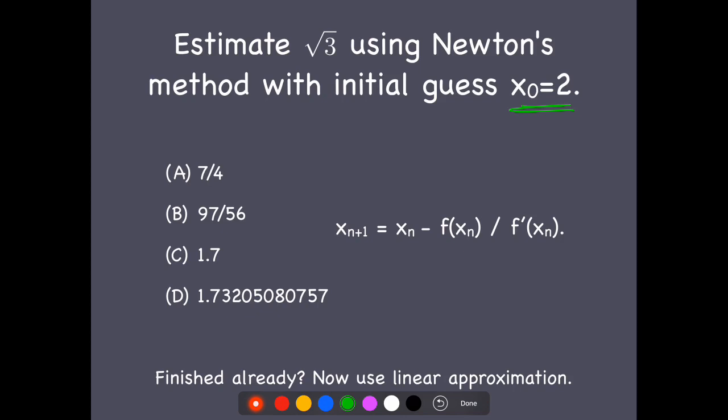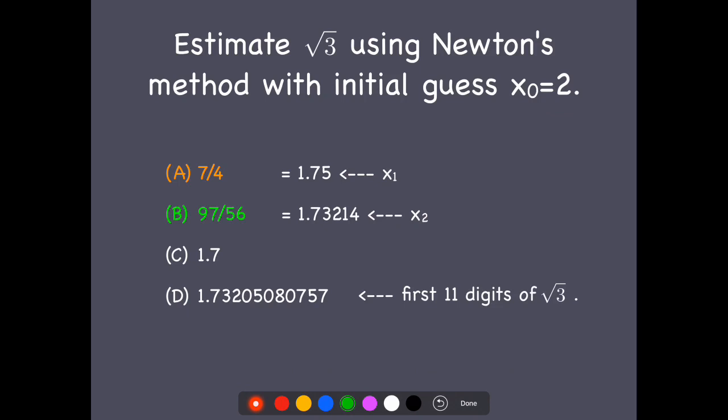If you finish this and have a bit of spare time, I suggest you not only estimate it using Newton's method, but try to use linear approximation, which will require that you use a different function and approach this in a slightly different way, but you should end up with another approximation. All right, so I'm going to assume you've done the work and you have an answer and you've chosen one of these options. Okay, so I didn't specify how many times you should iterate.